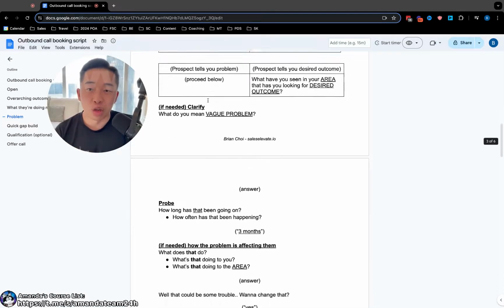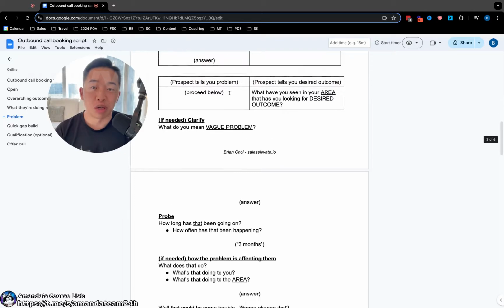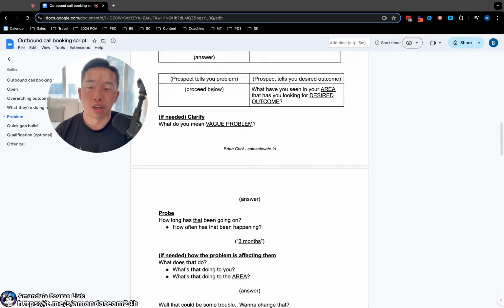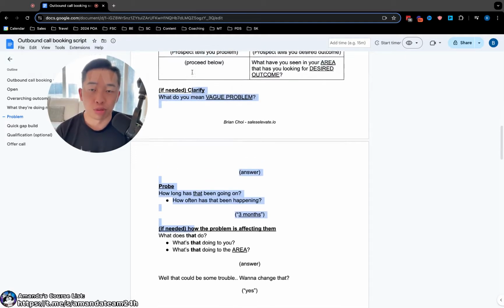And then they'll say one of these two types of answers. They'll either tell you a problem, or they'll tell you about a desired outcome. As an example, is there anything you would change about it if you could? And they'll either say, I'm not making enough money, the leads are bad, I'm not losing enough weight, I'm not getting enough dates, the quality of the dates is not good. That time it's pretty simple to clarify and probe into the problem.